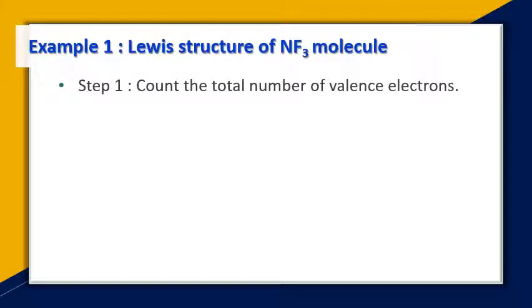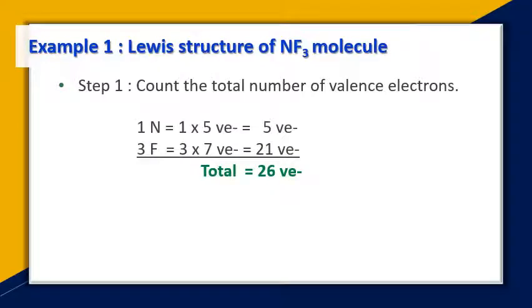Let's consider the first example, drawing the Lewis structure of the NF3 molecule. The first step is to count the total number of valence electrons. This molecule involves 1 nitrogen atom and 3 fluorine atoms. Nitrogen has 5 valence electrons and fluorine has 7 valence electrons. So that gives a total of 26 valence electrons.